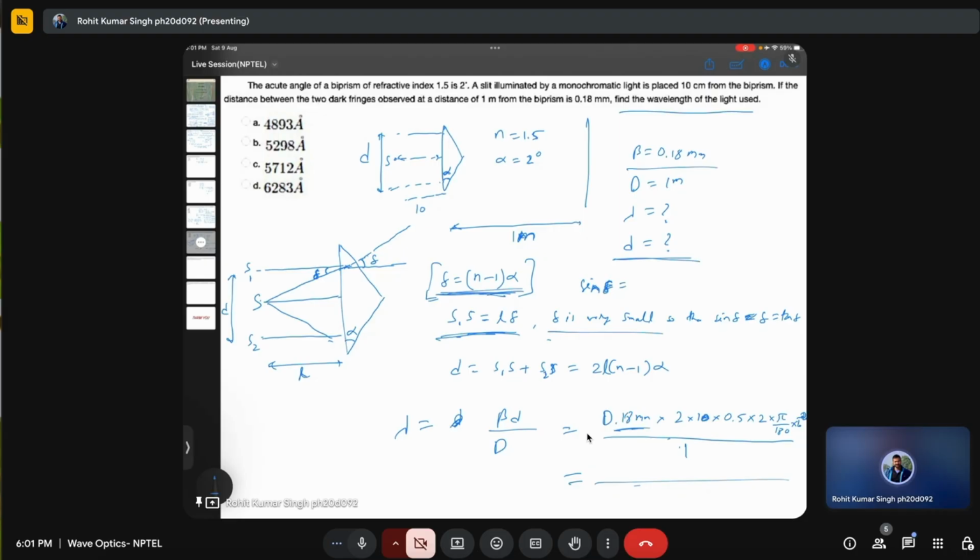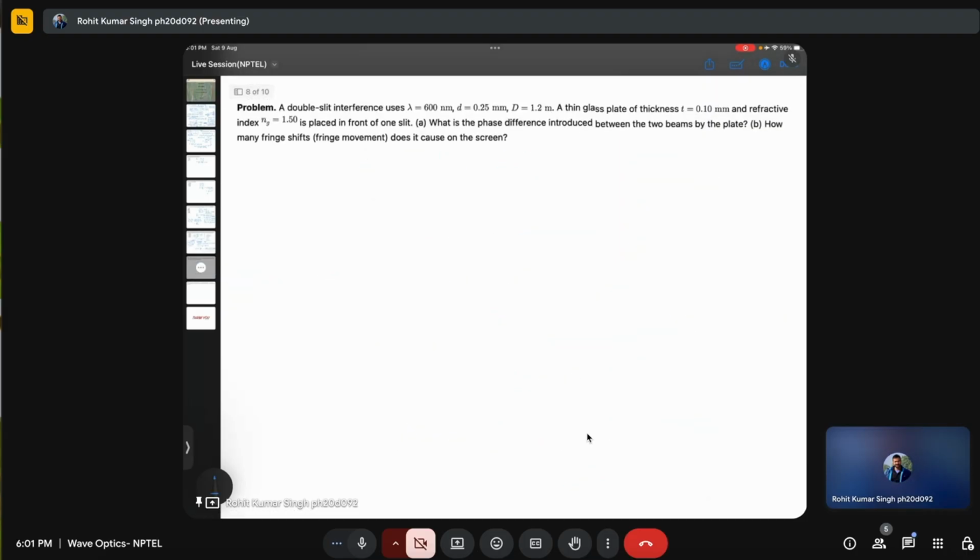Now let's go to the next problem. Here, this is another problem on the double slit experiment. Here lambda is given, 600 nanometer. The distance between the slits is given, and the distance between the slit and the screen is given.